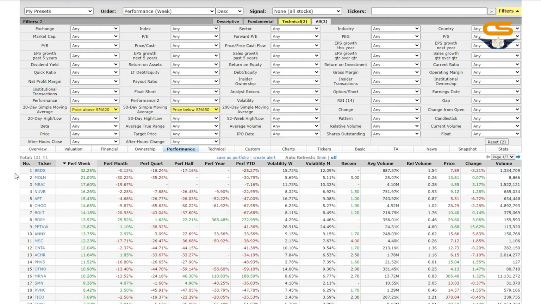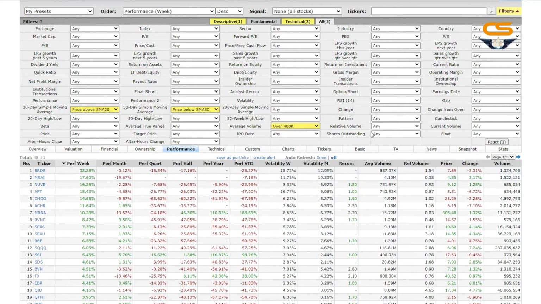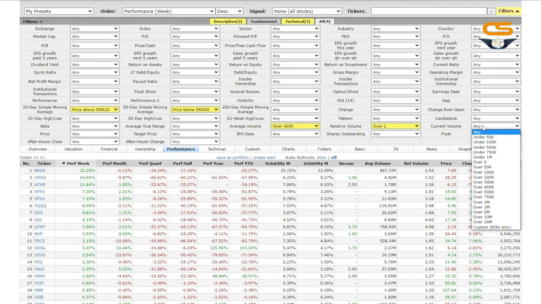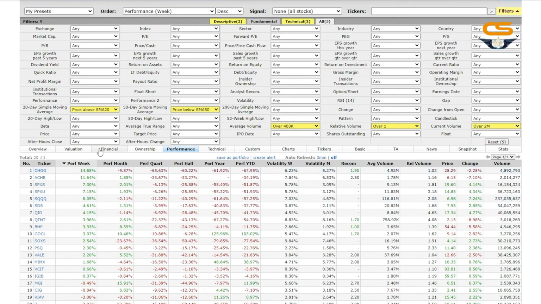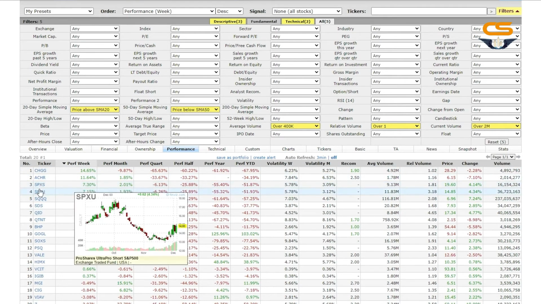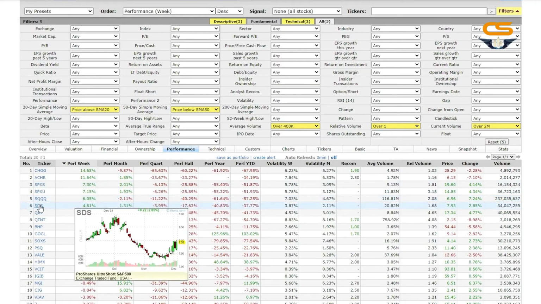Then we want an average volume of over 400K, telling us this stock has a lot of activity, and then we want the relative volume over 1, telling us it's higher than normal. Then we want a current volume of over 2 million. As you can see, it gave us a lot of different charts that went down recently, but are looking to bounce off the moving average, and to start heading upwards.